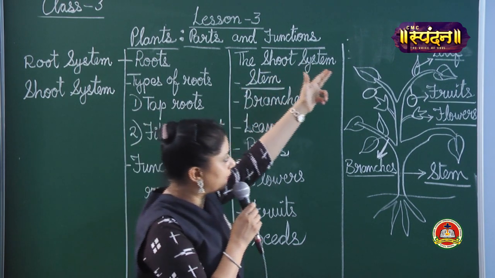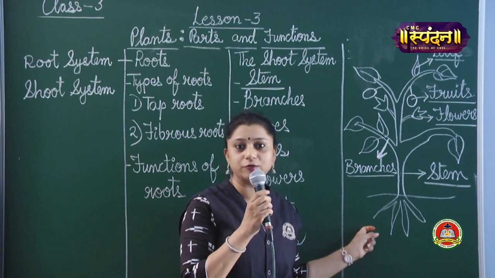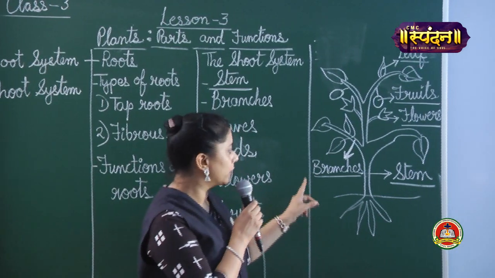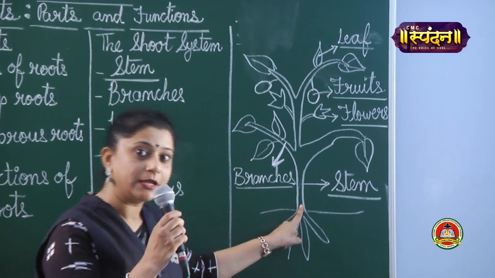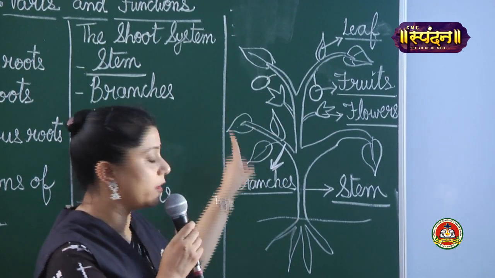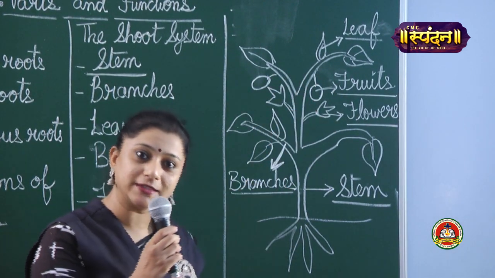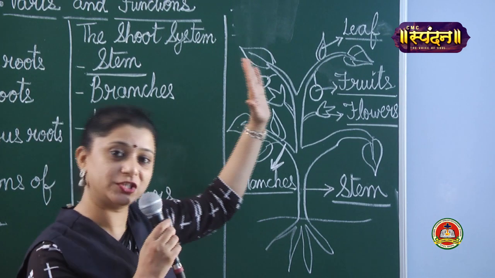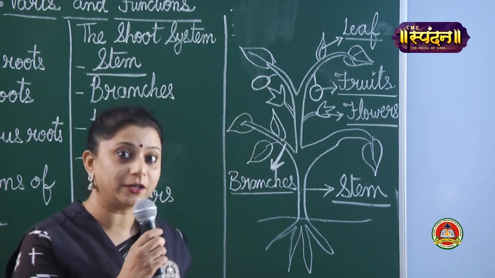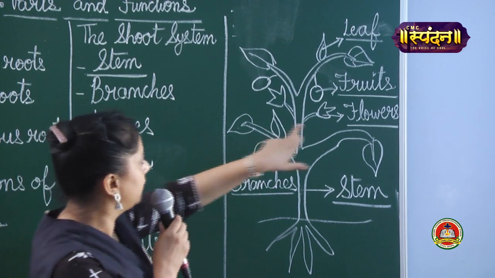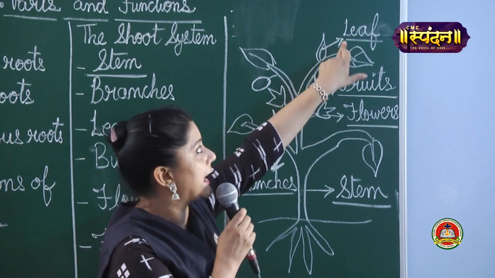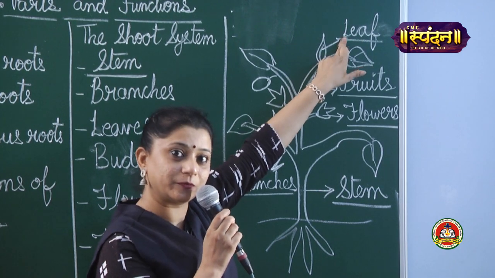So now just have a look at this diagram which I have drawn on the board. You can see this is the stem. And the stem supports the whole plant. It makes the plant stand straight. And it also holds the branches, flowers, fruits, and leaves.